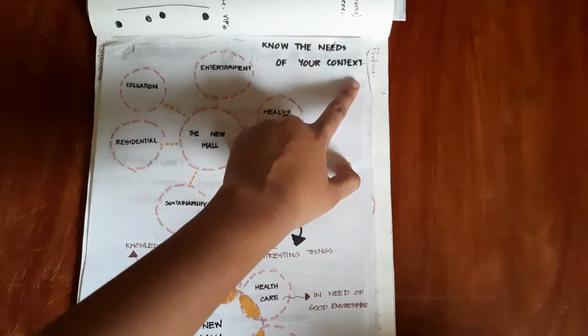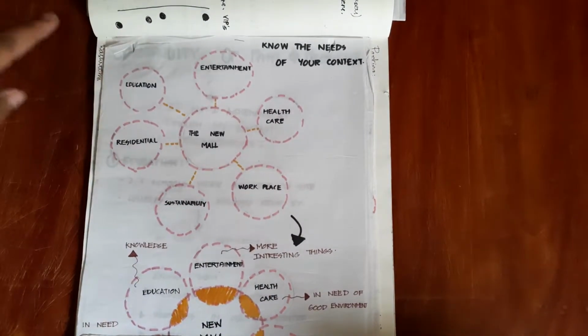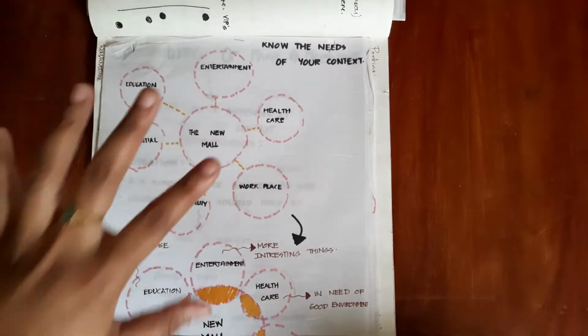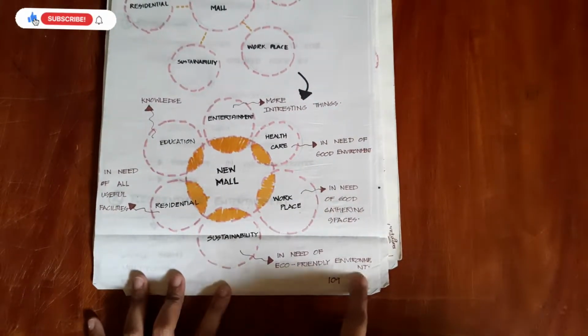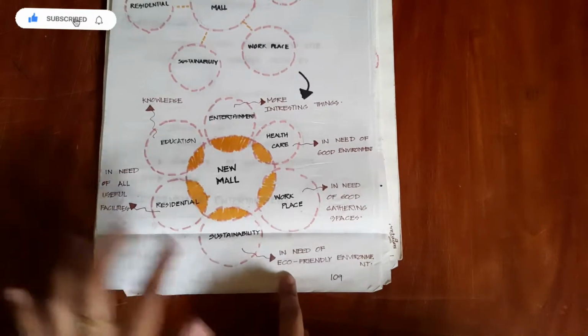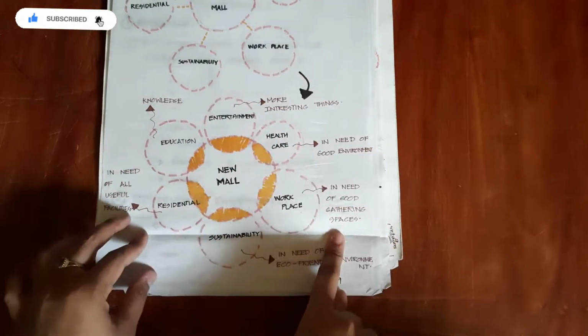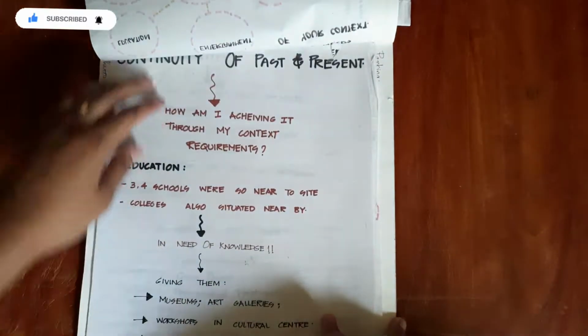I thought that knowing the needs of your context is important. So I worked on the needs of the context. These are some needs which I want to include in my mall and cultural center. I've analyzed what kind of people live over there. There are some residential people who require useful facilities like urban life, easy access and all. In that way I've divided everything.